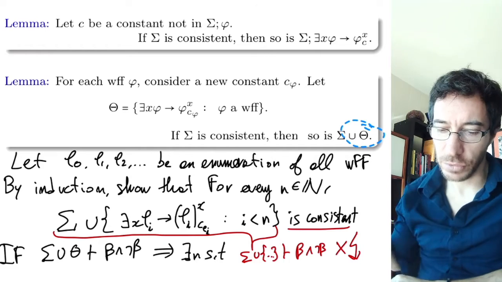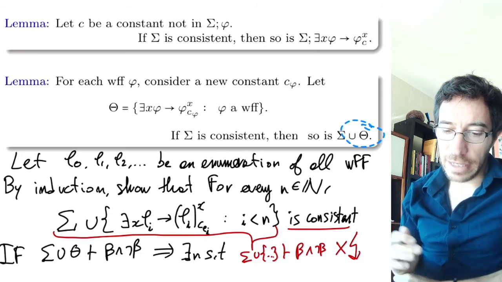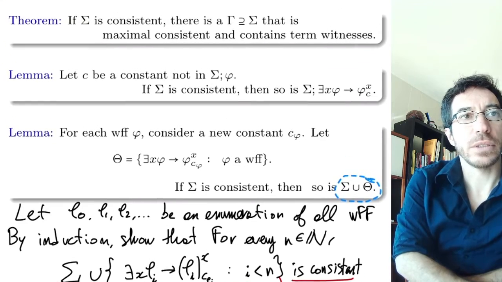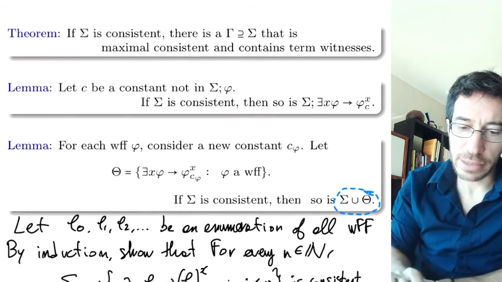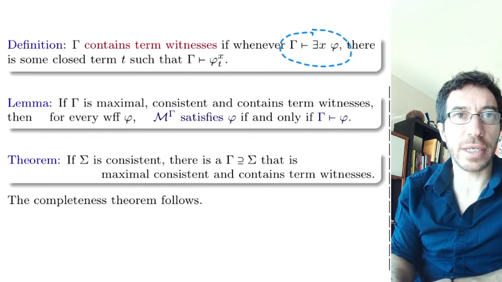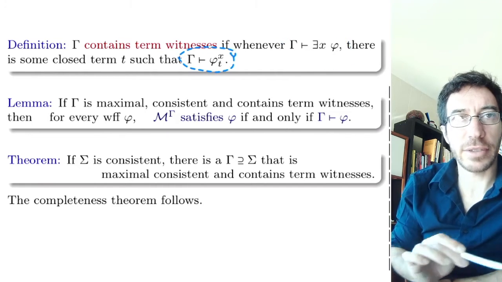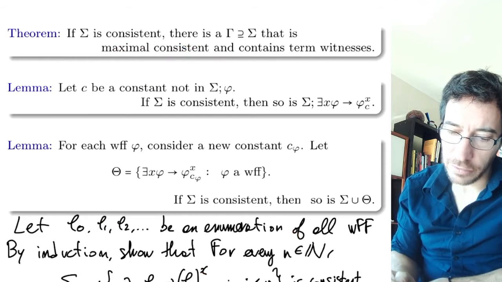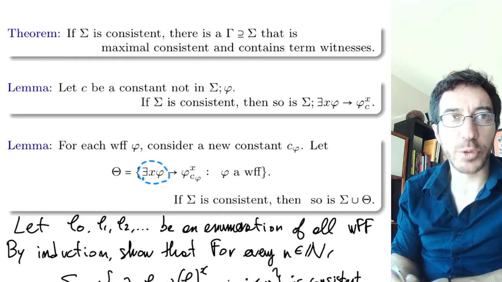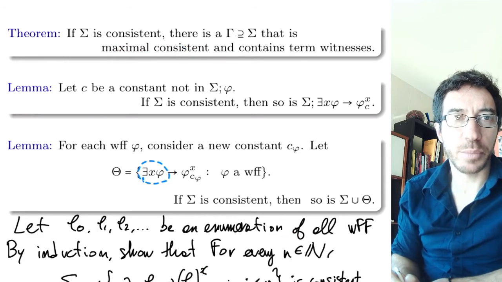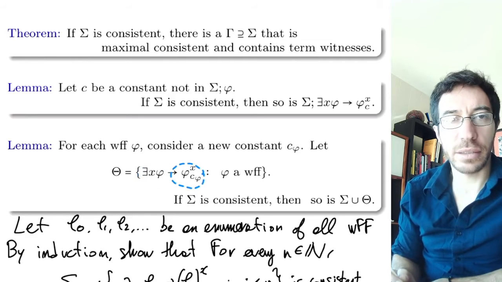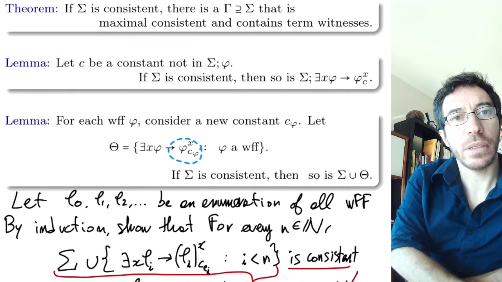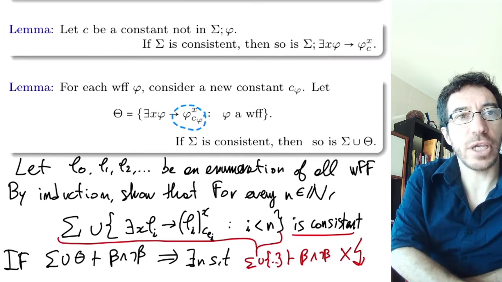Formulas, and we add them. Okay, so we add them all like that. And now this guy contains witnesses, right? Because, let's see what that meant again. It contains witnesses: if you prove there exists x phi, then there exists a term such that you prove phi with x replaced by the term. And here, if you add this formula, if sigma proves this guy, we don't know if it does, but if it does prove this guy, then it proves this guy, right? So this one contains witnesses.